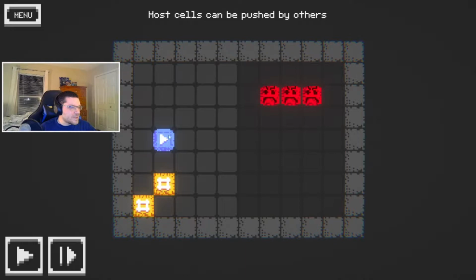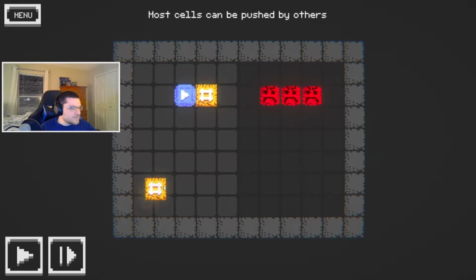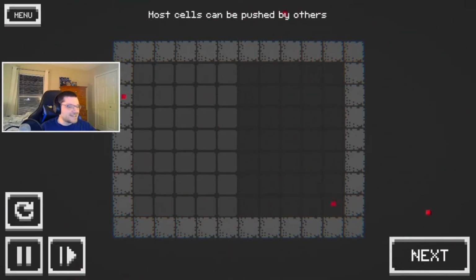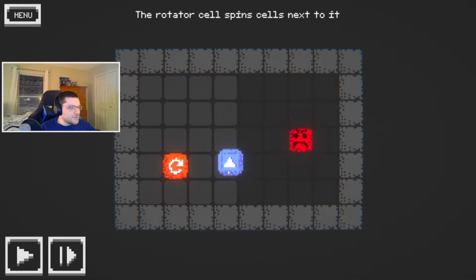Most cells can be pushed by others. So what you're saying is I could take this and then just run it like that. I like the 8-bit style a little bit. Don't you guys think this is cool? Anywho, I'm gonna run this now.